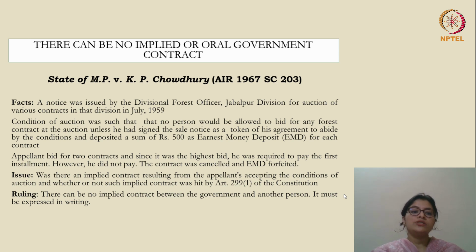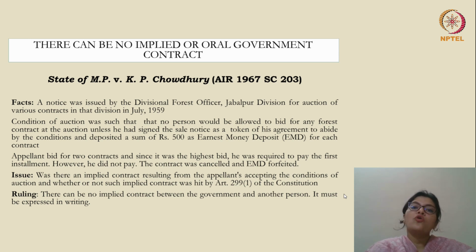Now the question was whether or not there was any implied contract resulting from the appellant, Mr. KP Chaudhary, accepting the conditions of the auction, and whether or not such implied contract was hit by Article 299(1) of the Constitution. The ruling of the Supreme Court was that there can be no implied contract between the government and another person. It must be expressed in writing. Whenever the word executed appears, the Supreme Court said that executed does not necessarily mean an oral or an implied contract, but it has to be expressed in writing.